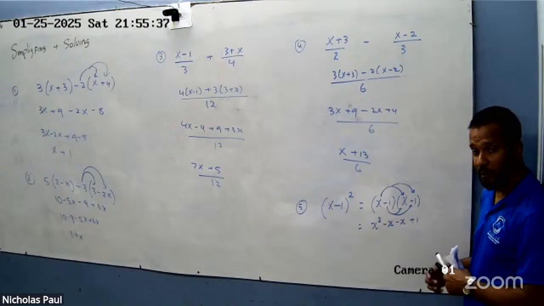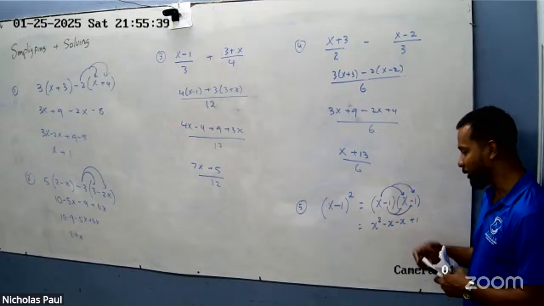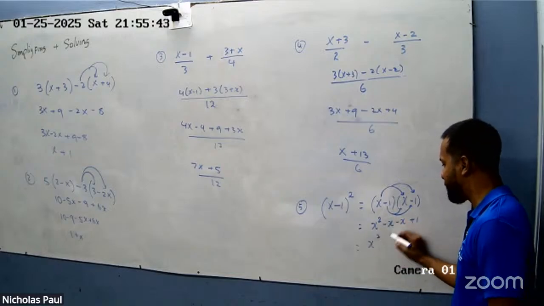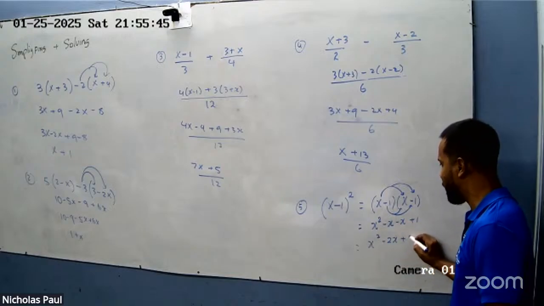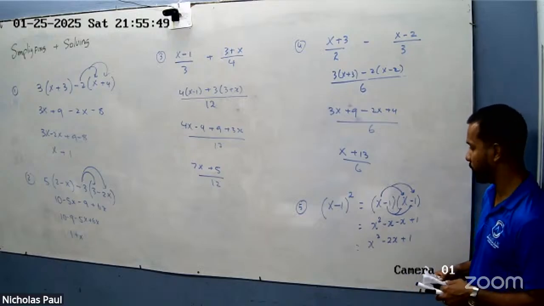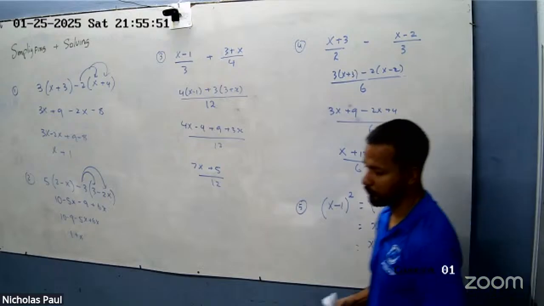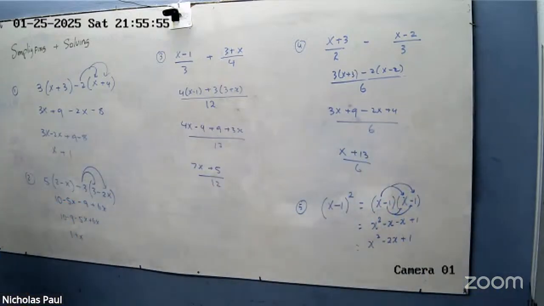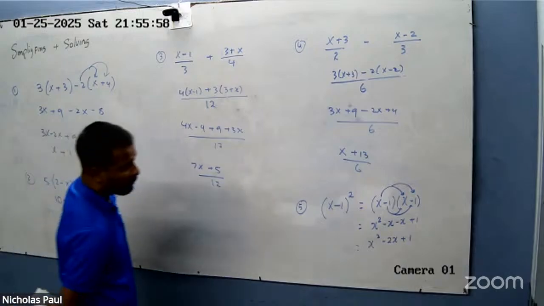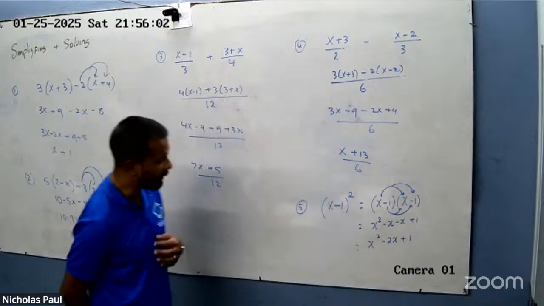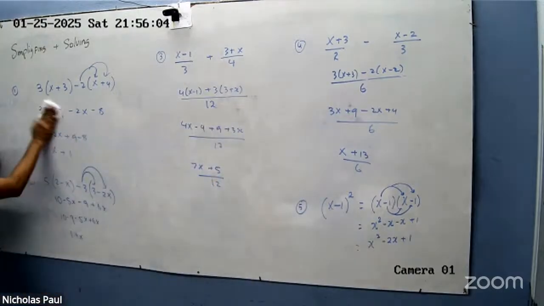Okay? So when you multiply, you get 4 terms that will simplify normally to 3 terms, right? X squared minus x minus x, minus 2x plus 1. Okay? That's your final answer. Right? So you have to expand it out properly. Okay? Now try the next one there.